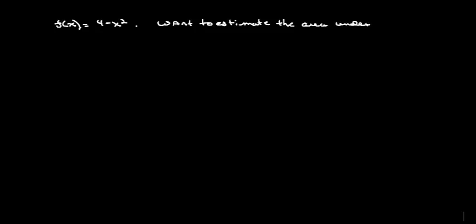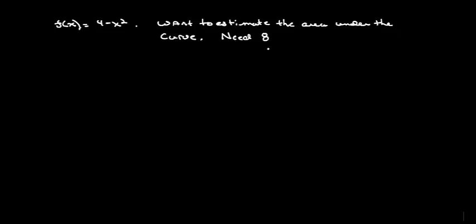So again, we have this function f of x, which is equal to 4 minus x squared. And we want to estimate the area underneath the curve, but still above the x-axis, between the x values from 0 to 2. So what do we need?